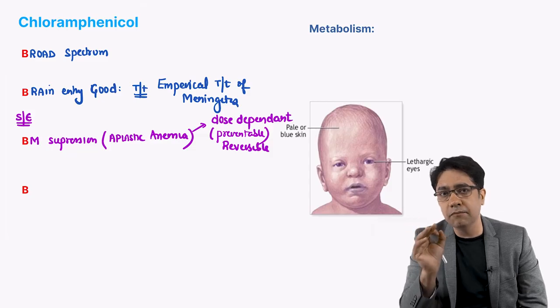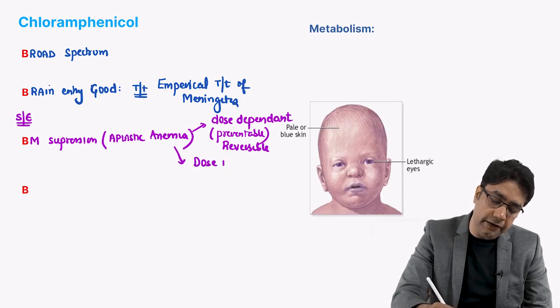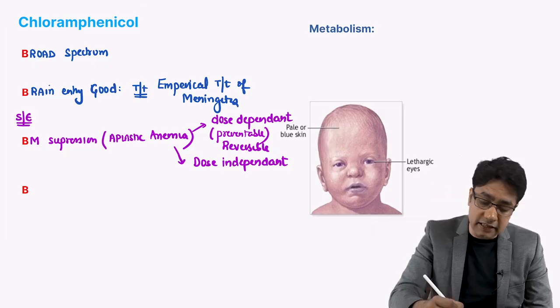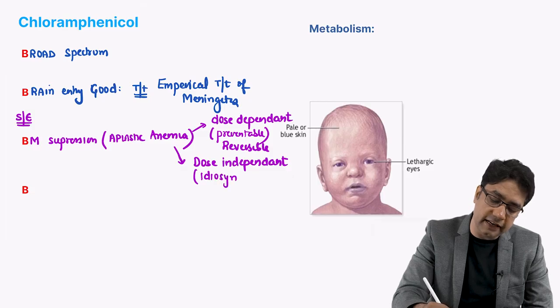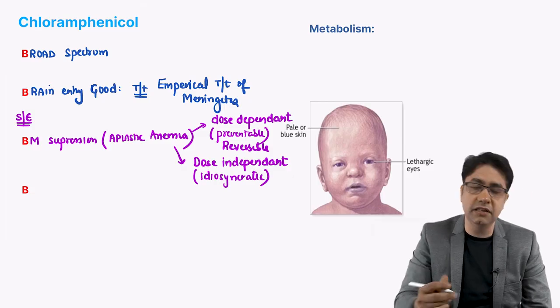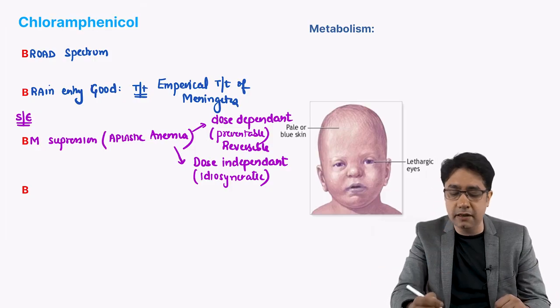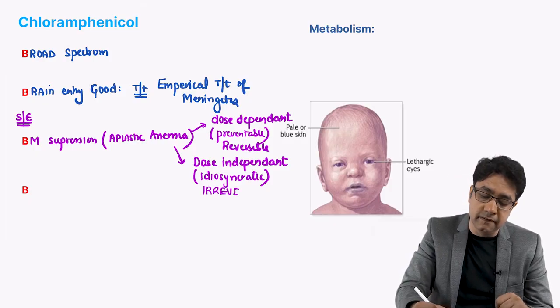But in some people, this chloramphenicol can also cause dose-independent bone marrow suppression. That means it can occur at any dose. And this type of reaction is known as idiosyncratic reaction. Idiosyncratic means we don't know at which dose it is occurring and it is not preventable. It is irreversible and it is permanent. So we have to do bone marrow transplant.